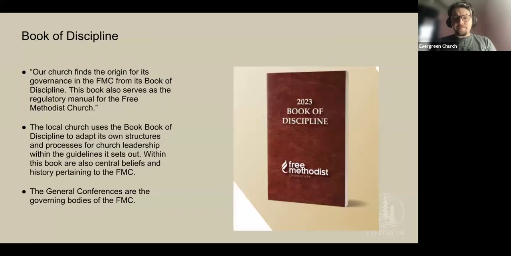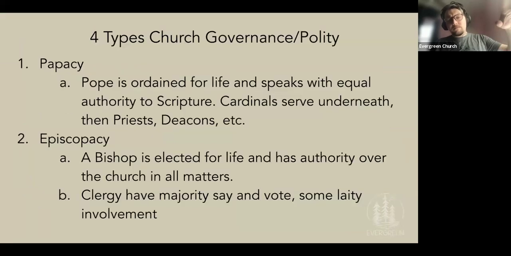And so I want to talk about four different types of church governance, or polity, that exist out there. The first is papacy, which is the Roman Catholic Church. The Pope is ordained for life and speaks with equal authority to Scripture. Cardinals serve underneath, and priests, deacons. It's very hierarchical. I'm not really going to say much about that, but it's a form of church government, and that's called the papacy.